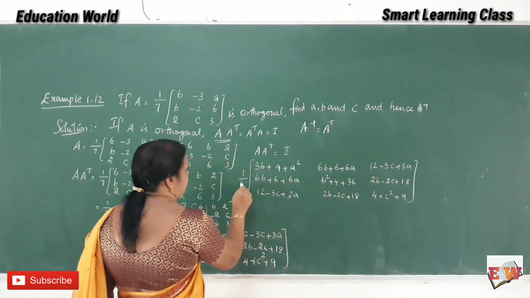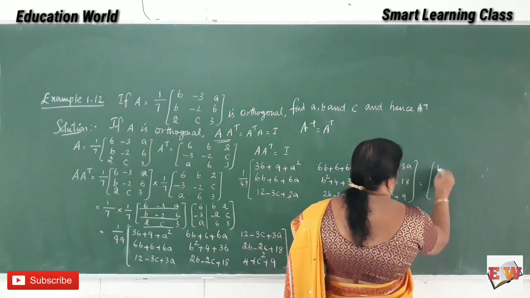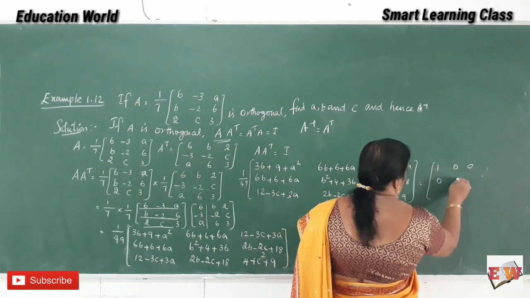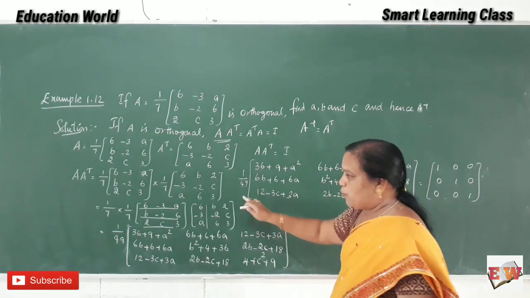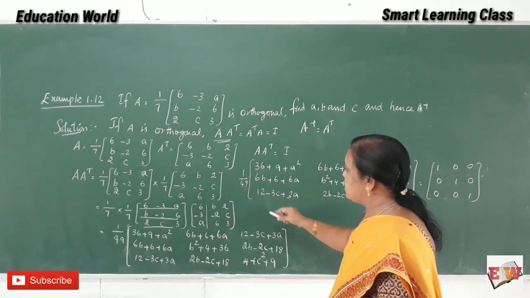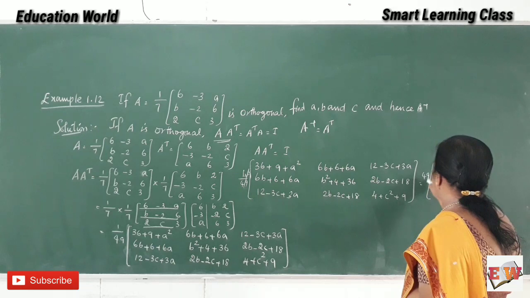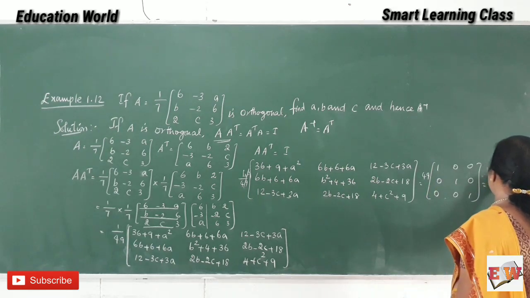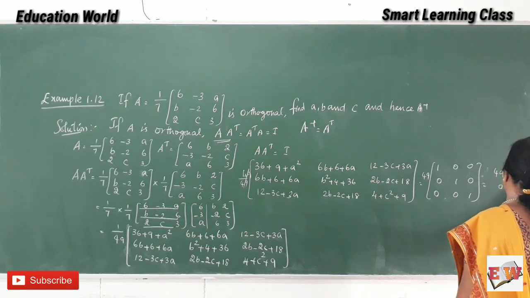Here 1 by 49 will be there, and this is equal to the matrix 1 0 0, 0 1 0, 0 0 1. Now I am going to multiply by 49 on both sides, so it will be cancelled here and I am getting 49 on the right. So this matrix is 49 0 0, 0 49 0, 0 0 49.